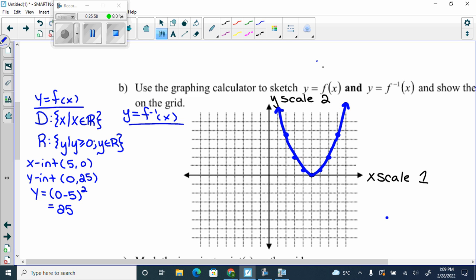We agree? Okay, the cool thing about inverses is that inverses reflect on the line y equals x. So I'm going to sketch that in here in like a yellow. The line y equals x is when all your y's equal x. So 0, 0, 1, 1, 2, 2, 3, 3, 4, 4, 5, 5, negative 1, negative 1, negative 2, negative 2, etc., etc.